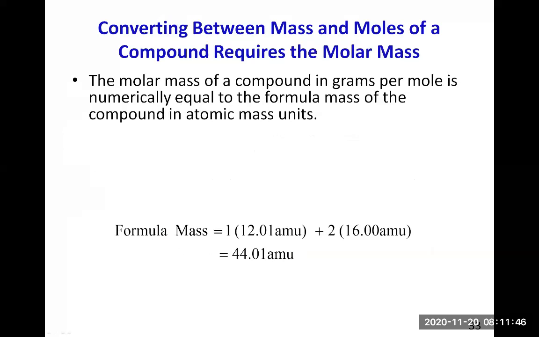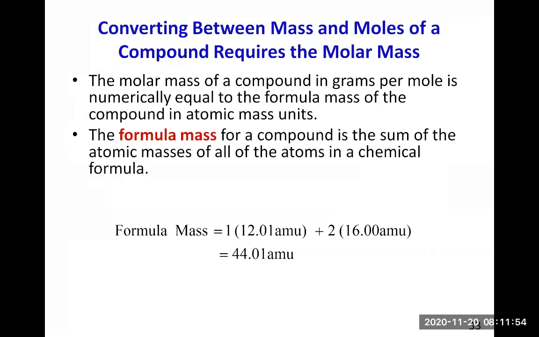The molar mass of a compound in grams per mole is numerically equal to the formula mass of the compound in atomic mass units. The formula mass for a compound is the sum of the atomic masses of all the atoms in a chemical formula. For example, the example below is for CO2. The formula mass of CO2 is found by taking the atomic mass of carbon one time, because there is only one carbon in the formula, plus 2 times the atomic mass of oxygen. And oxygen is 16.00 atomic mass units.